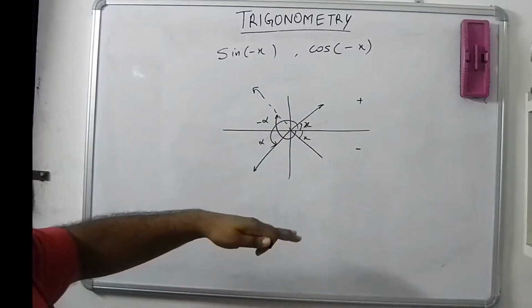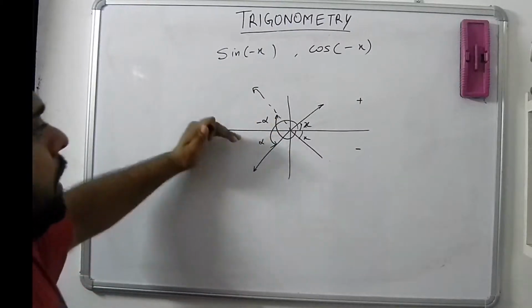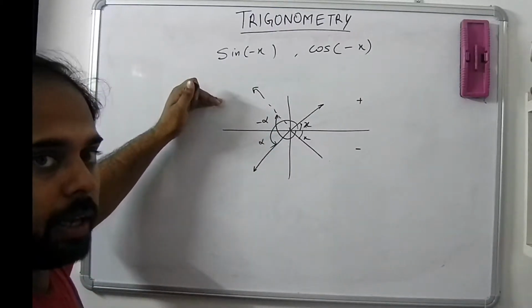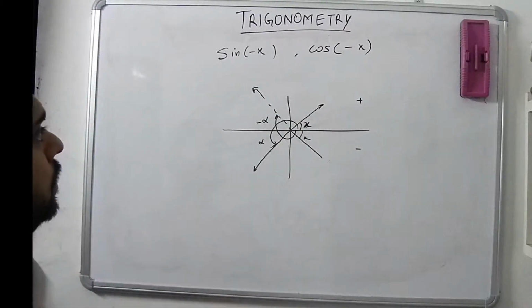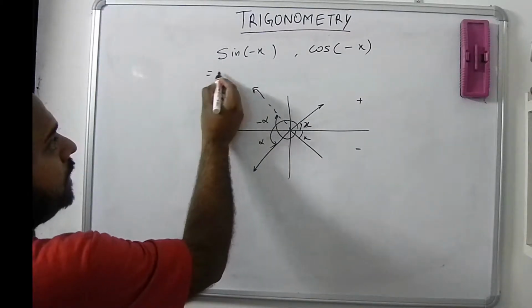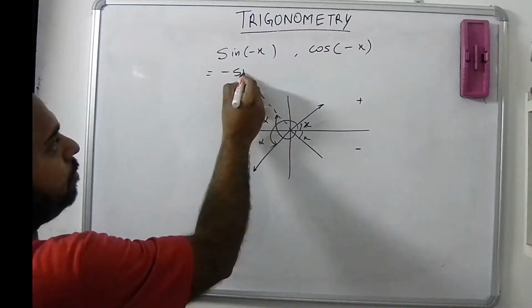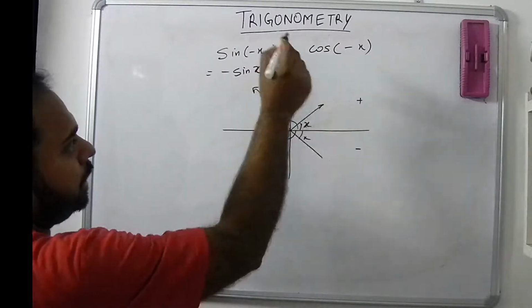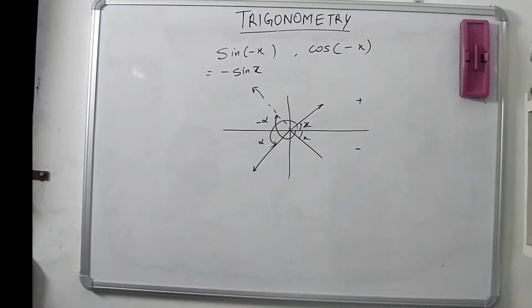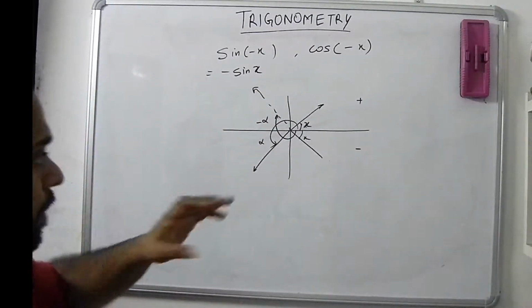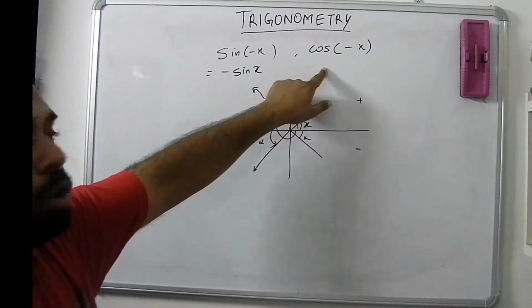The moment I take sine of minus x, I am taking the image of the x here, so I am going to toggle the sign. So in that case, sine of minus x has to be equal to minus sine of x, right? Because what it's doing is essentially toggling the sign. That's one. Now, for cos of minus x.